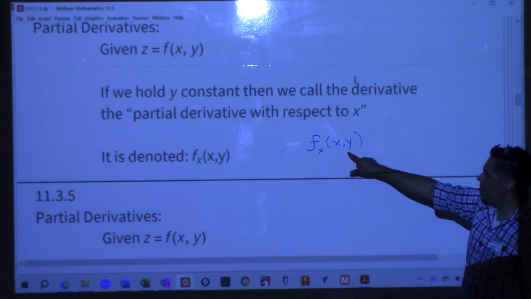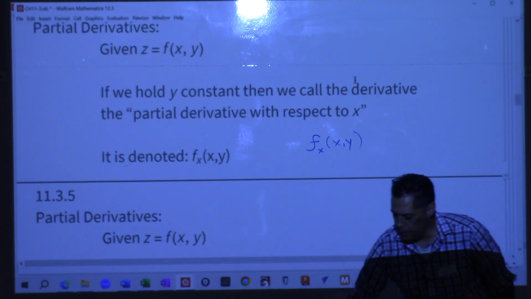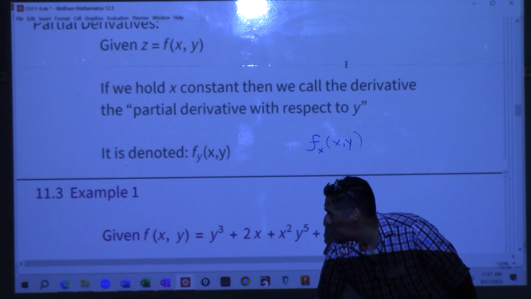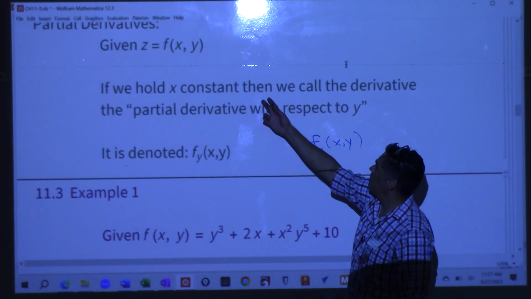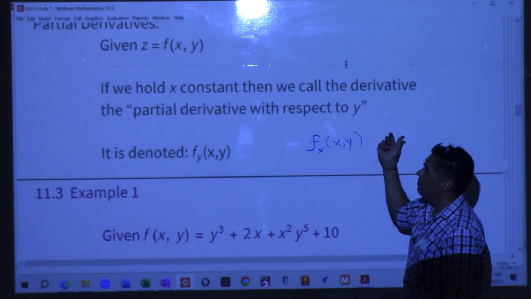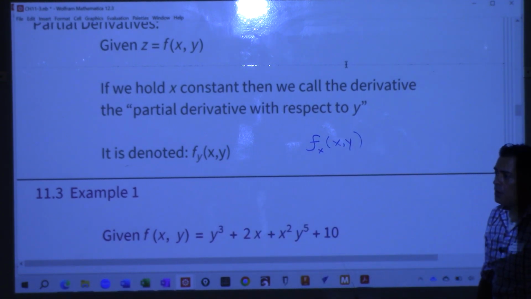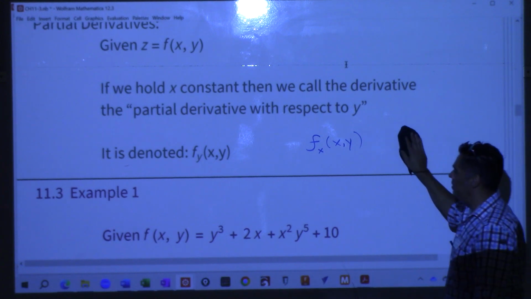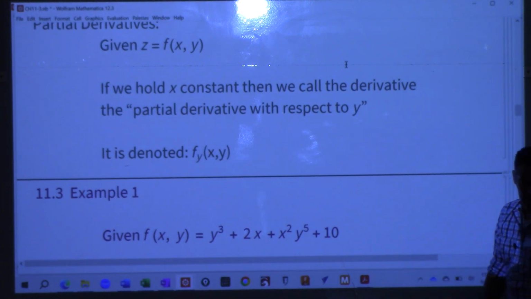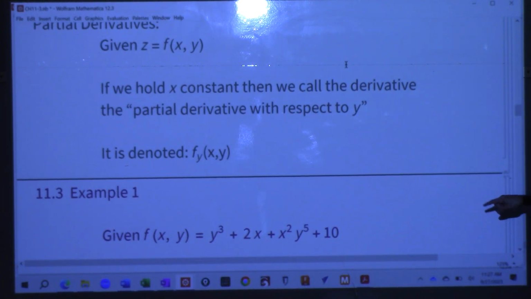That is called the partial of f with respect to x. We are holding what constant here? Y. All right. Now, the other way around, the notation changes. If we hold x constant, then we call it the partial derivative with respect to y, and we write it this way. Yes? Is there a Leibniz notation for that? There is Leibniz notation as well, which I'm going to get to, the different notations, in a minute.